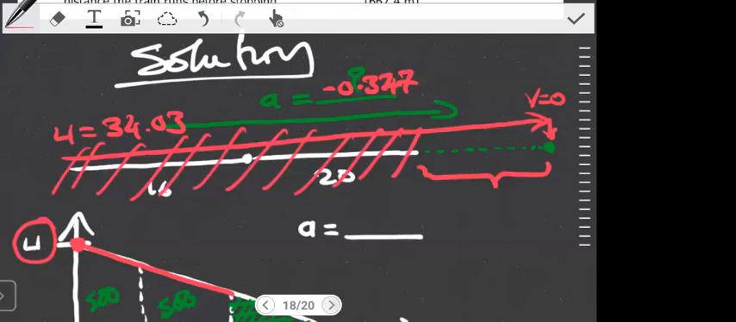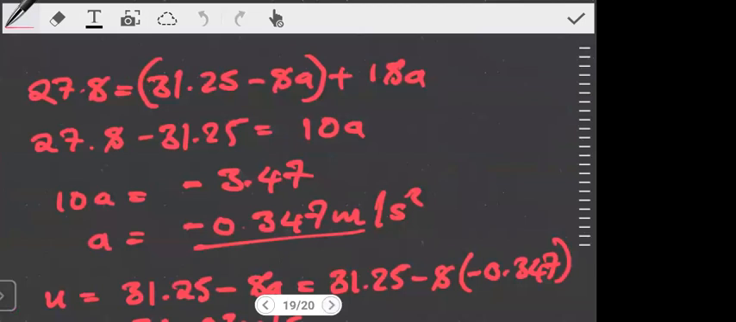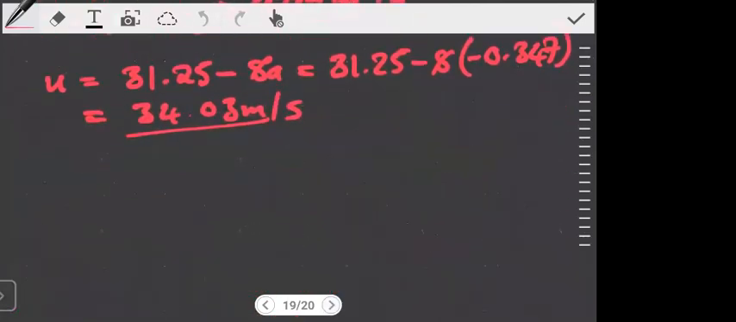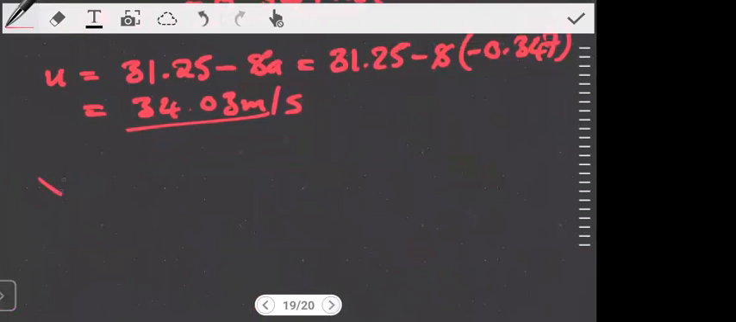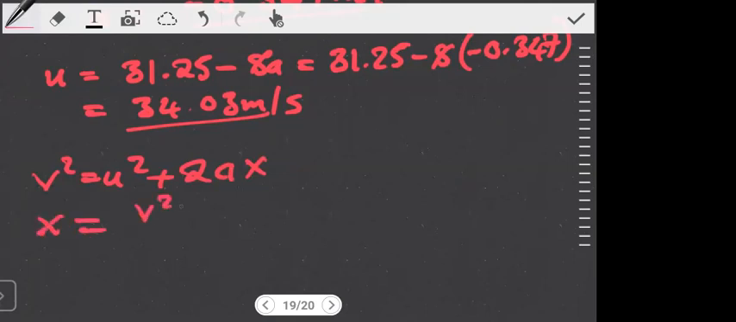So let's find the total distance it covers as it stops. So the total distance it covers, we can again use x. This time around, we won't use time since we don't know the total time it takes for it to stop. So we're going to use an equation that doesn't use time. v squared is equal to u squared plus 2ax. I'm using x for displacement again. This will be the total displacement. So here, if I make the displacement subject of the formula, I have v squared minus u squared over 2a.